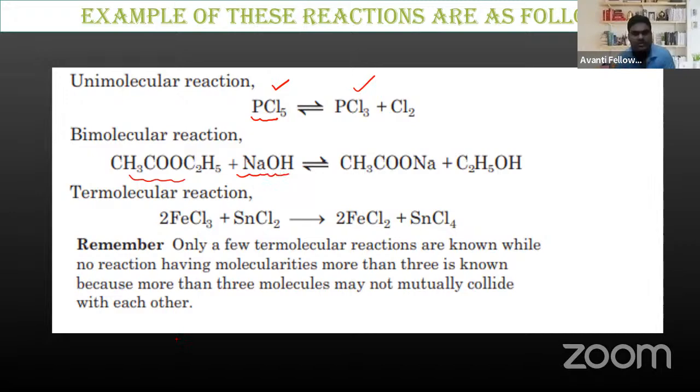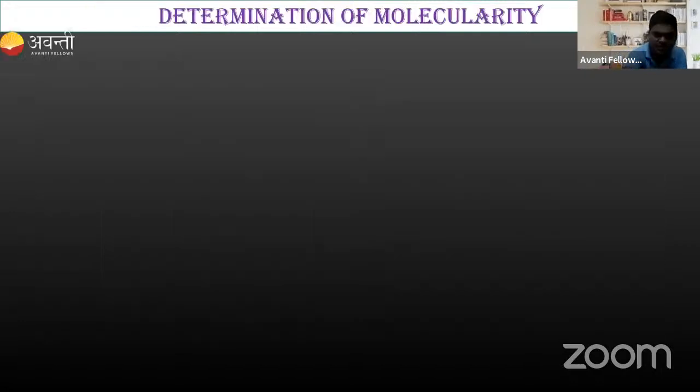Now, what is a termolecular reaction? An example is 2FeCl3 plus SnCl2. Only a few termolecular reactions are known, while no reaction having molecularity more than three is known, because more than three molecules may not mutually collide with each other. Molecularity is observed in the lower cases, since it is very difficult for more than three molecules to collide simultaneously. I hope this is clear to you.